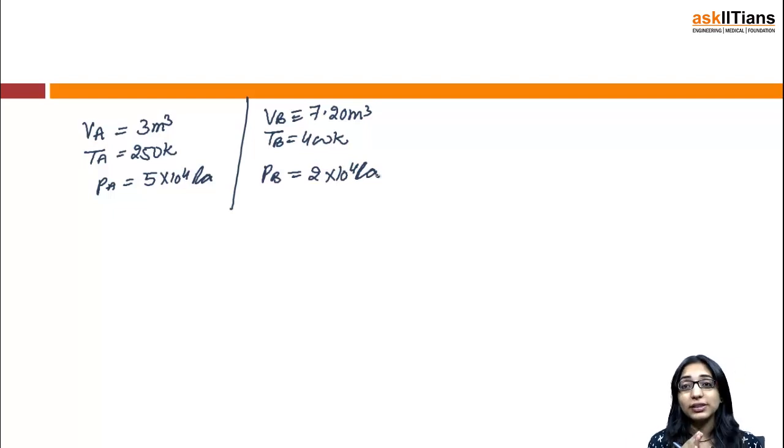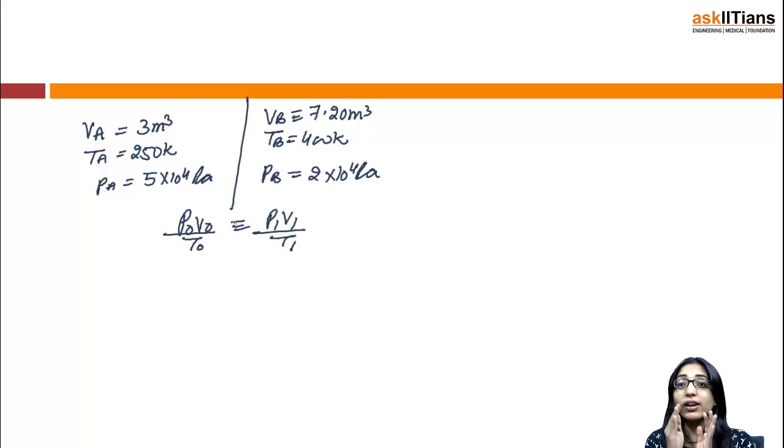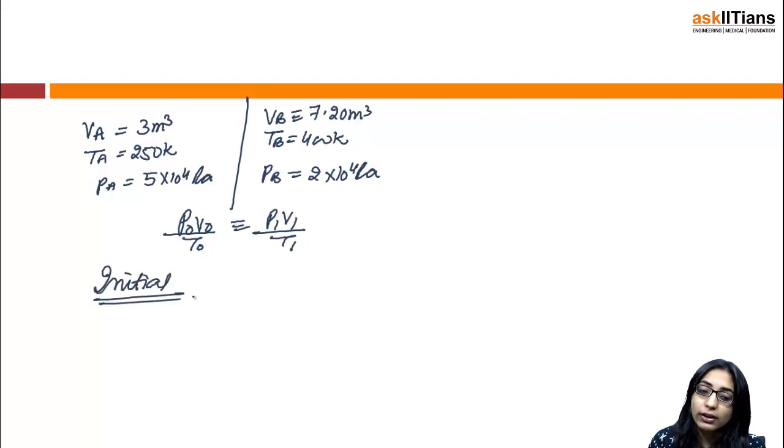Now, since both are in equilibrium, I can very easily say that P naught V naught over T naught is equal to P1 V1 over T1. That means whatever is the number of moles in the initial state and in the final state, these two have to be the same value. So in the initial state, I can write P naught V naught over T naught, and for the final state, I can write P1 V1 over T1.